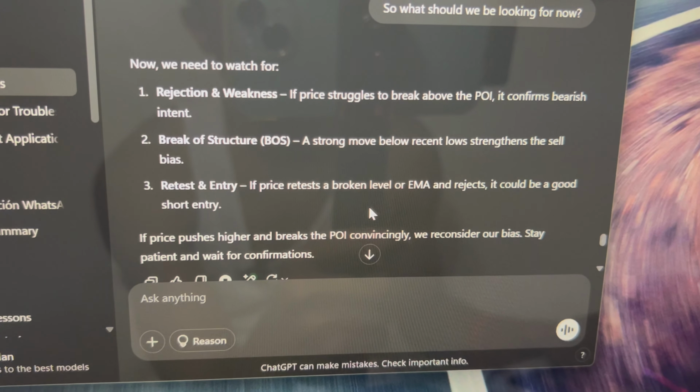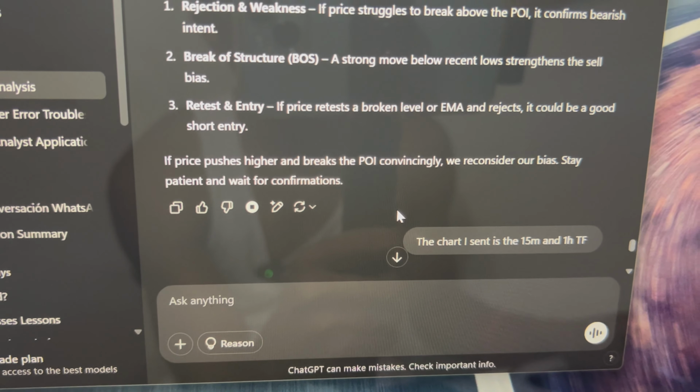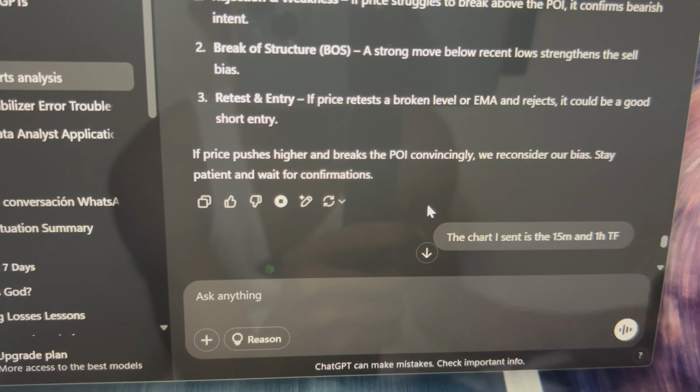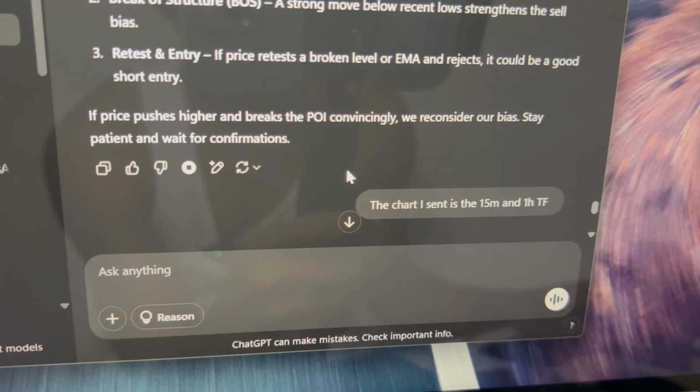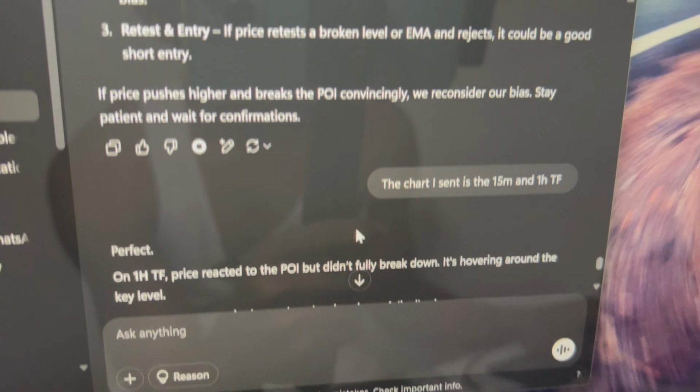Retest and entry. If price retests a broken level or EMA and rejects, it could be a good short entry. If price pushes higher and breaks the POI convincingly, we reconsider our bias. Stay patient and wait for confirmations.